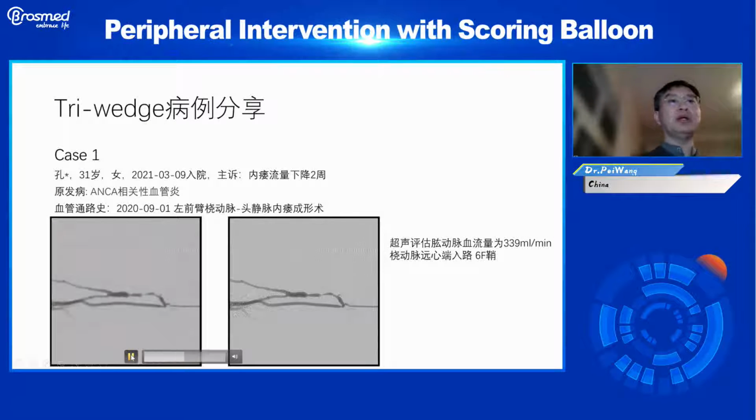The first case is a female, 31 years old. She was admitted in March 2021. The chief complaint was that the volume of the internal fistula decreased for 2 weeks, and the primary lesion was ANCA-related vasculitis. Six months before the intervention, that was the first dilation.